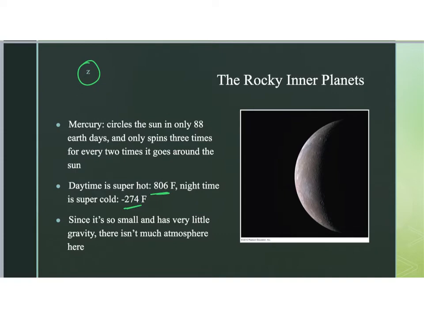806 degrees Fahrenheit during the daytime, negative 274 degrees Fahrenheit at nighttime. And then it doesn't have very much gravity, it's really small, so there isn't much atmosphere there either. So it doesn't have the atmosphere to insulate and kind of moderate the temperatures either. So it's spinning super slow, it's getting a lot of sunlight or not getting a lot of sunlight, making it really hot or cold, and then it doesn't have the atmosphere to insulate it. You could not live on this planet. It's closest to the sun. It is a very harsh environment.